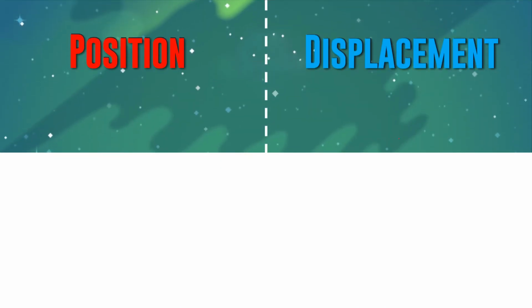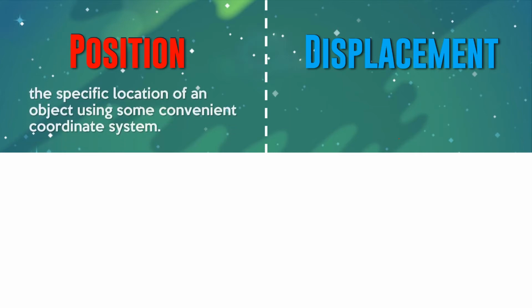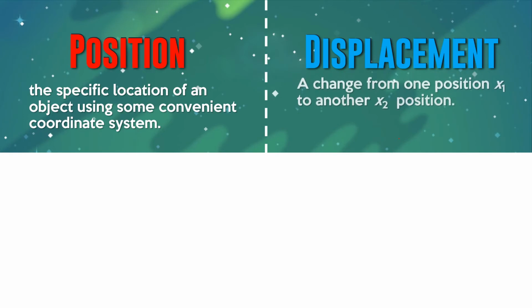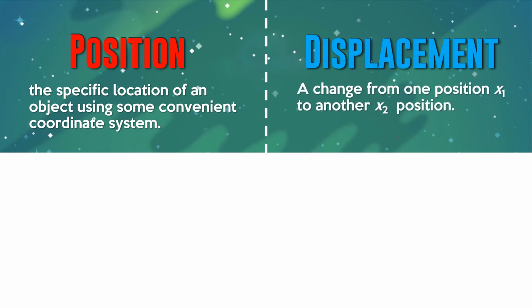We have here two definitions, position and displacement. So what do we mean when we say position? Position is simply the specific location of an object using some convenient coordinate system. Meanwhile, displacement is a change from one position to another position. So let's illustrate this so we can understand it better.